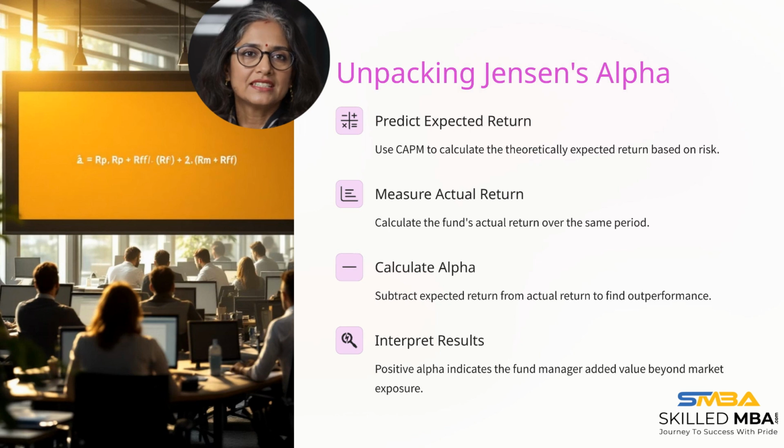To unpack Jensen's alpha, start by predicting the expected return using the capital asset pricing model, which considers risk. Measure the actual return over the same period. Calculate alpha by subtracting the expected return from the actual return. A positive alpha suggests the fund manager has added value beyond market exposure.